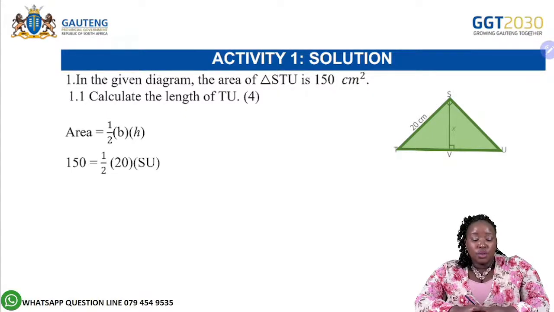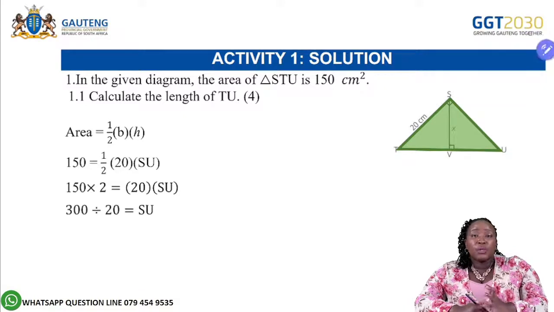So we'll substitute 20 for ST, and we'll substitute 150 centimeters squared for the area, and then we are looking for SU. We get the side SU times 20 to be equal to 150 times 2. This is us removing the half, right? We are multiplying by 2. Then you divide both sides by 20, okay? So remember, you're still isolating SU. Then SU becomes 15 centimeters, all right?